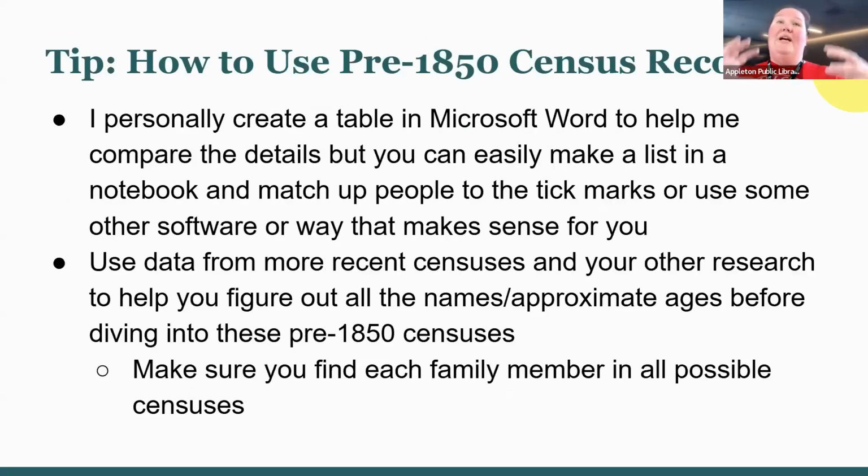And then what I do is I create a little table in my Microsoft Word to help me compare those documents side by side and make a list, or you can do it in a notebook and match up those people person by person to kind of try to make it make sense for you. I also try to use some of the data from those more recent censuses, which is why you work your way back, to try to figure out all the names, all the approximate ages before I dive into those 1850 censuses. And I try to find them in all the possible censuses, even after they've married and started their own household. I'm still finding each of those kids in their own census area.